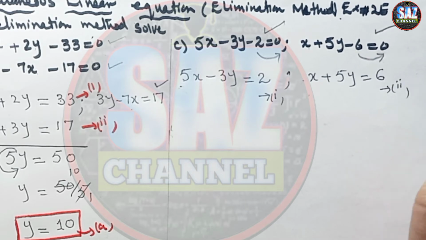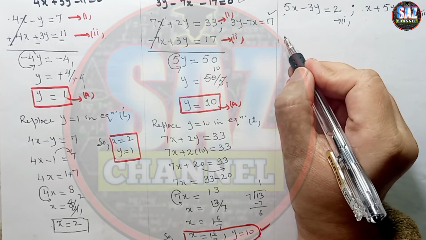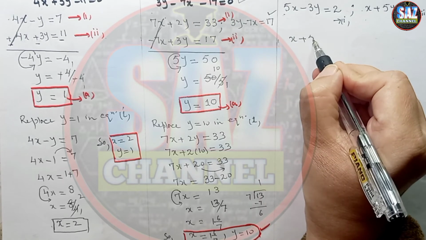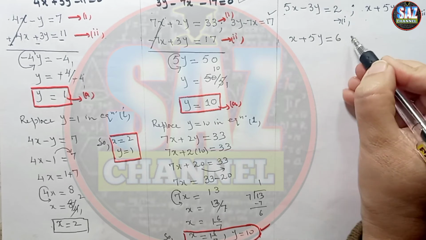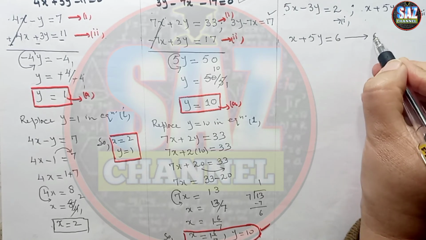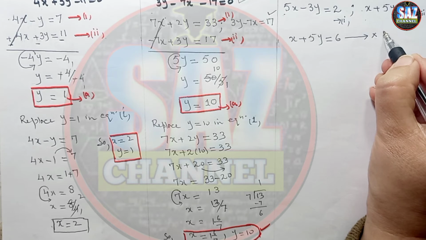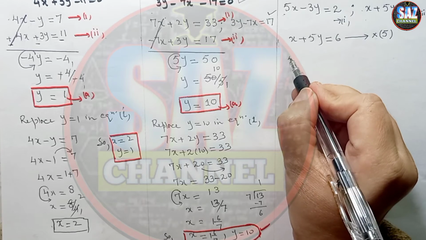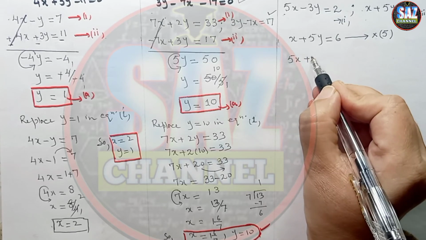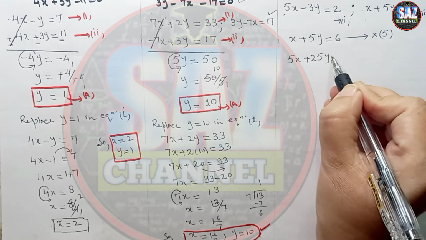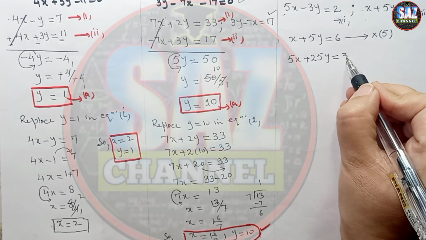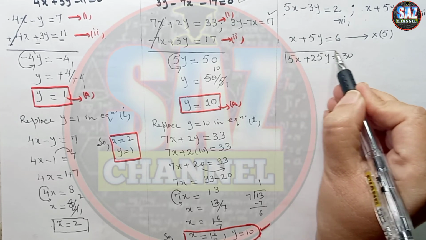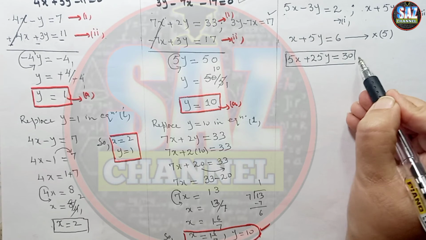Now I will be multiplying equation 2 by 5. I will take the second equation, x plus 5y equals 6, and multiply this equation by 5 in order to balance the coefficients. So the equation will take the form 5x plus 25y equals 6 times 5, or 5 times 6 is 30. Okay, now let me box this equation, and this is equation number 3.